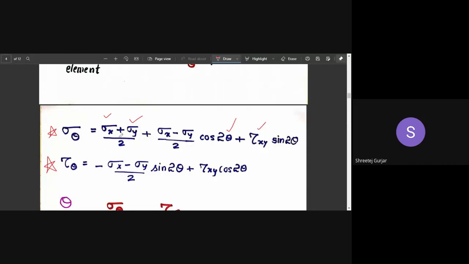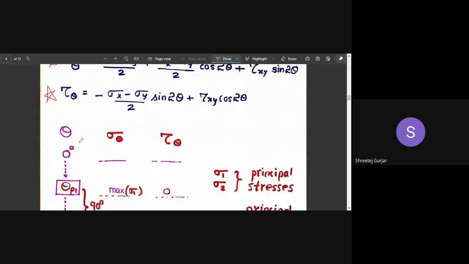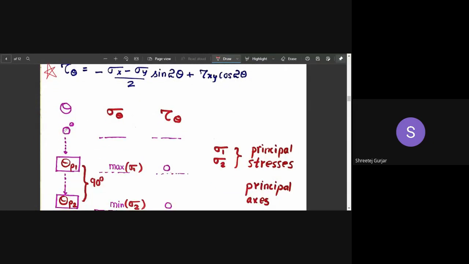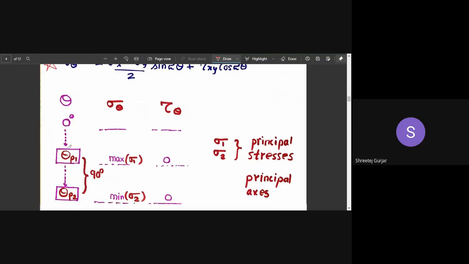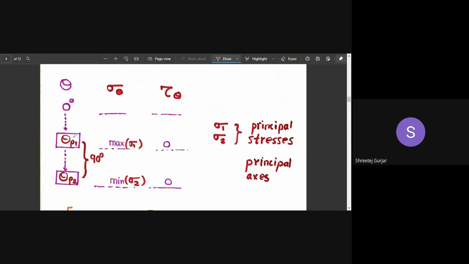Then we will start with 0-degree rotation. We will find sigma theta and tau theta. We will go on rotating our element until a certain degree, where we find that the normal stress sigma is maximum and the shear stress tau is zero. At this angle of rotation, the shear stress is zero on this plane, and the normal stresses are maximum.